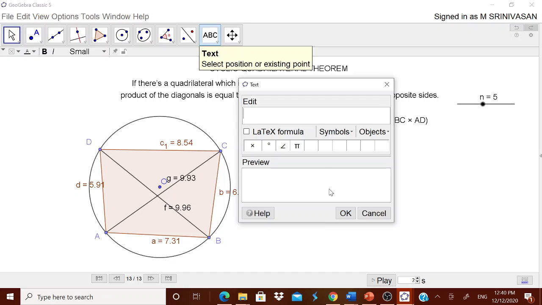the sum of the products of the opposite sides, the two pairs of opposite sides. Now you can show it to the children in the form of the objects also. For example, the object f multiplied by the object g is equal to the sum of the opposite sides. Therefore, the bottom one is a, be careful, plus the top one is c underscore 1.